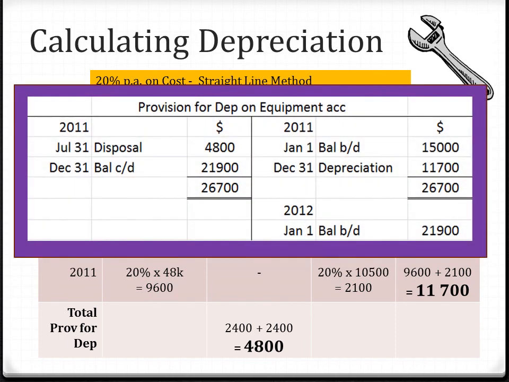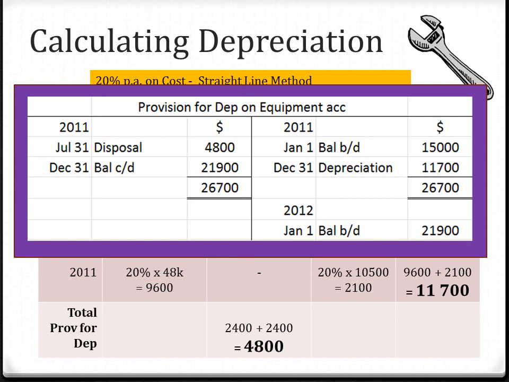So let's have a look at the answer. If you look, you started off with a balance brought down of 15K. Then you dispose. Dispose means you want to take out, so take out is on the debit side. Dispose 4,800 from here. And this year's depreciation for 2011, which I already calculated for you earlier, is 11,700. Put it here. Then you add this less this, you will get your balance carried down of 21,900.